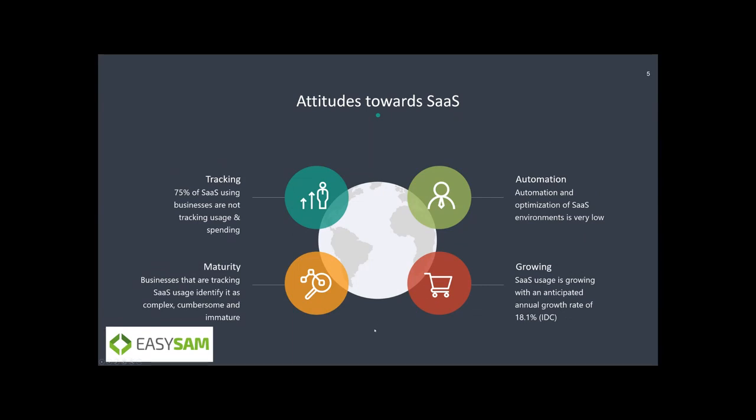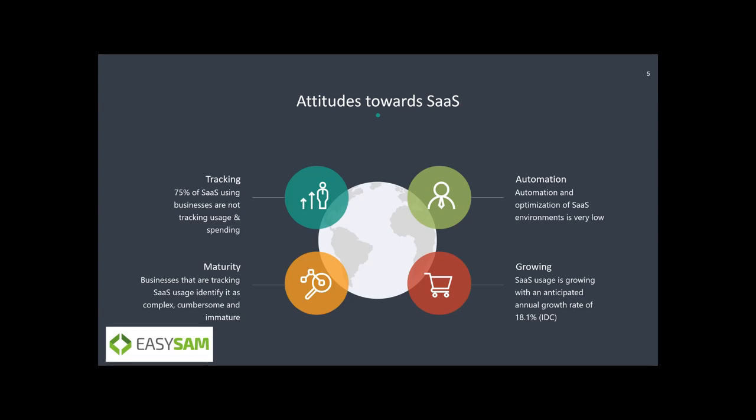The product that we're talking about today, SAMplicity 365, is obviously very much focused in the SaaS space, and we know from some research that was done by the guys at the Business Software Centre that a lot of organisations who are using SaaS are not tracking what is being used and what their spend is. They're not keeping an accurate eye on that. 75% of SaaS using businesses are not doing that. Those who are using SaaS are frustrated at low levels of automation and how difficult it is to optimize those environments.